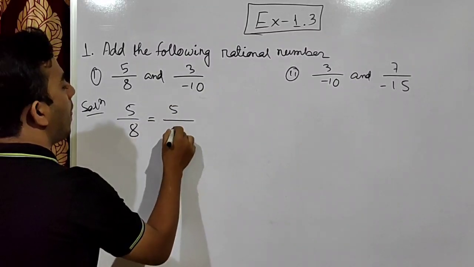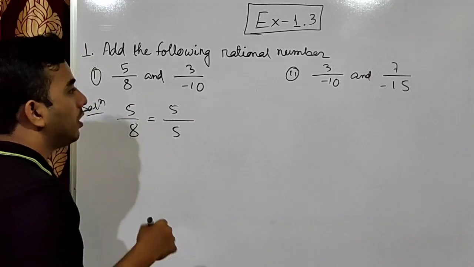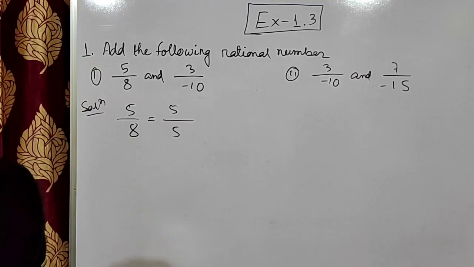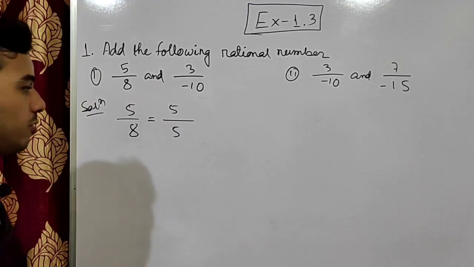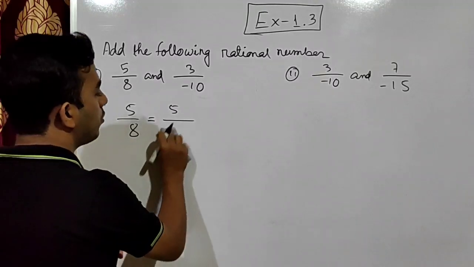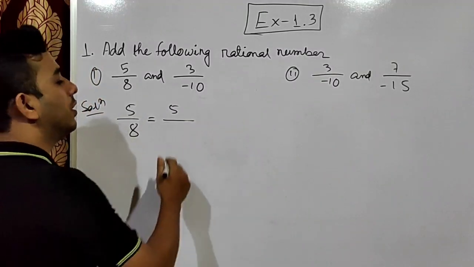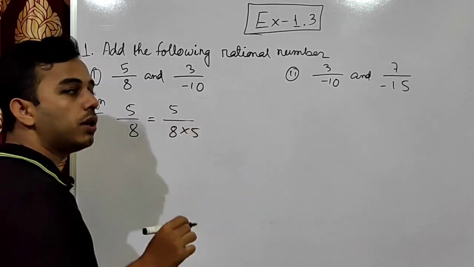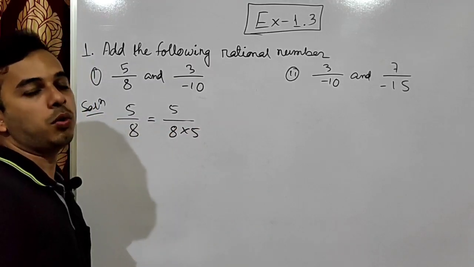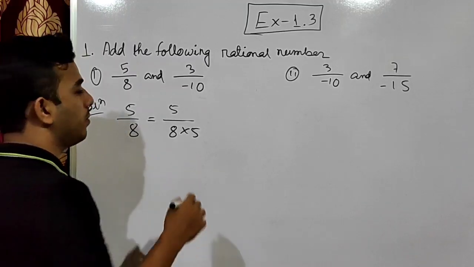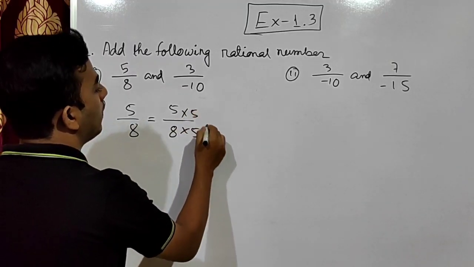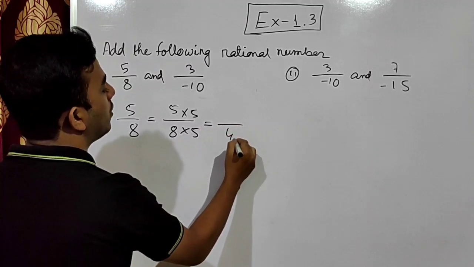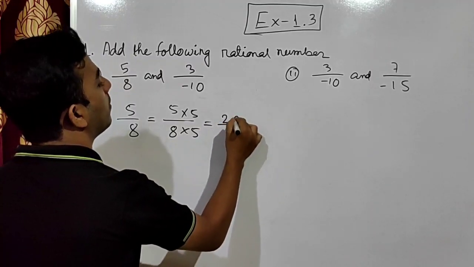So what do we have to multiply with 8 to get the denominator 40? We have to multiply by 5, isn't it? Because 8 into 5 is 40. Now since we have multiplied the denominator with 5, we also have to multiply the numerator with 5. So 5 into 5. Now 8 into 5 is 40, and 5 into 5 is 25.